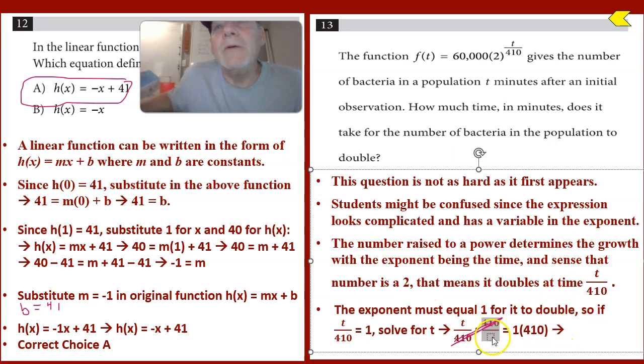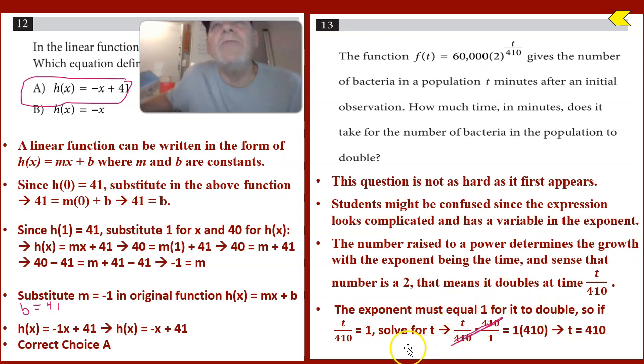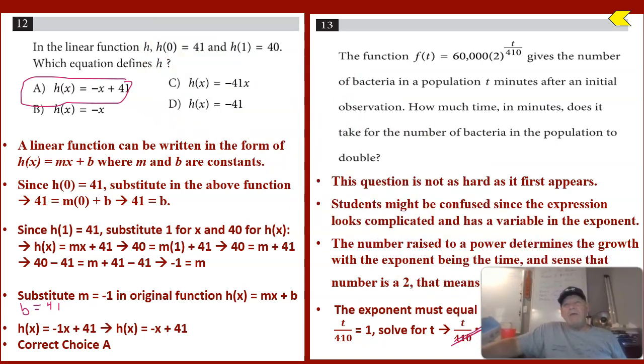There we go, 410 over 1. And that cancels. And I multiply this side by 410, which is the same as 410 over 1. So the time would be 410. So that'd be 410 minutes. If you want to know hours, you divide that by 60. All right, so hopefully you're able to get 410 for t on number 13.